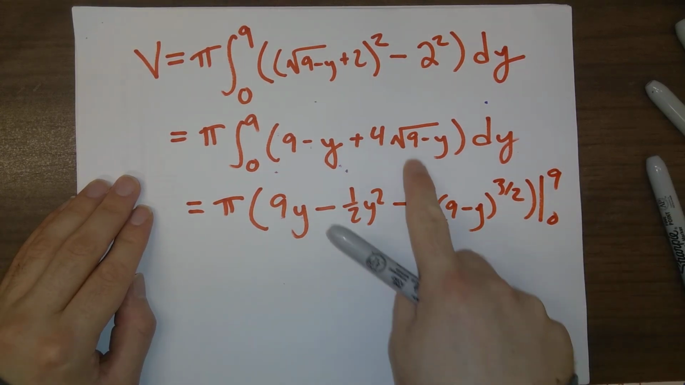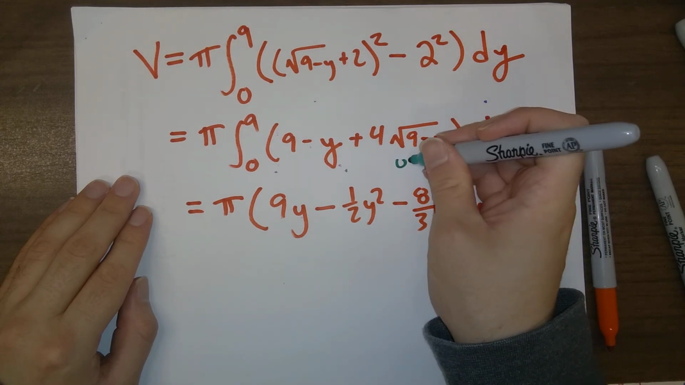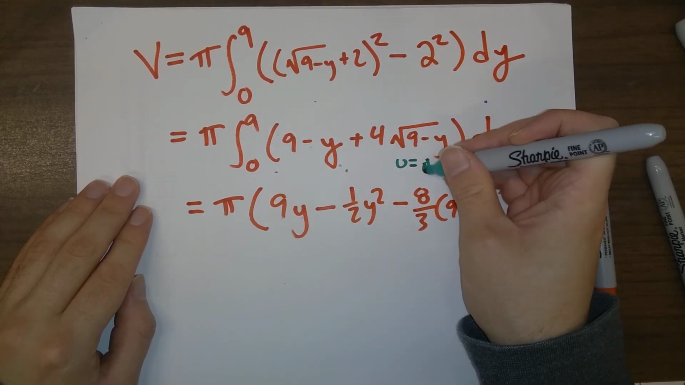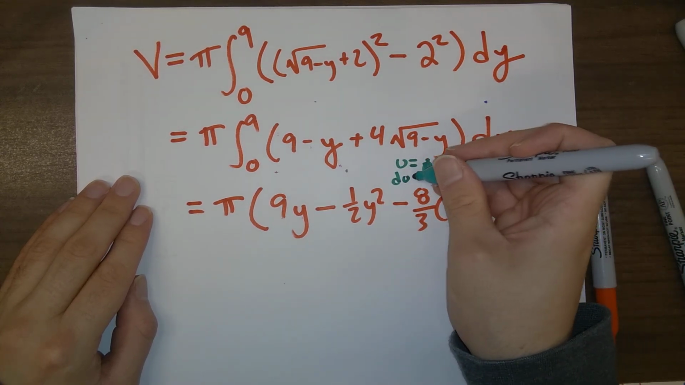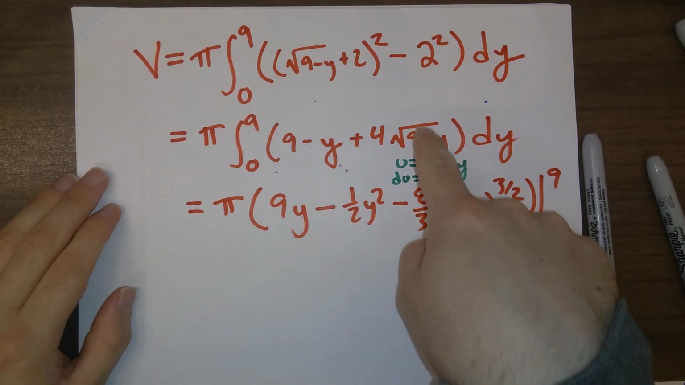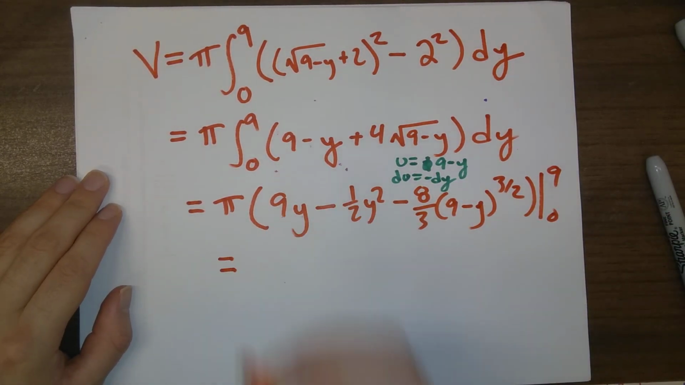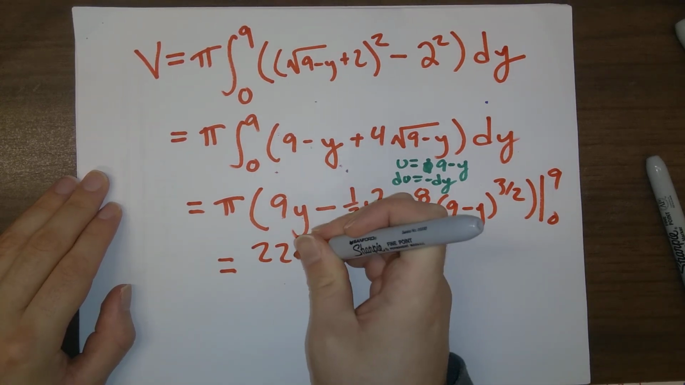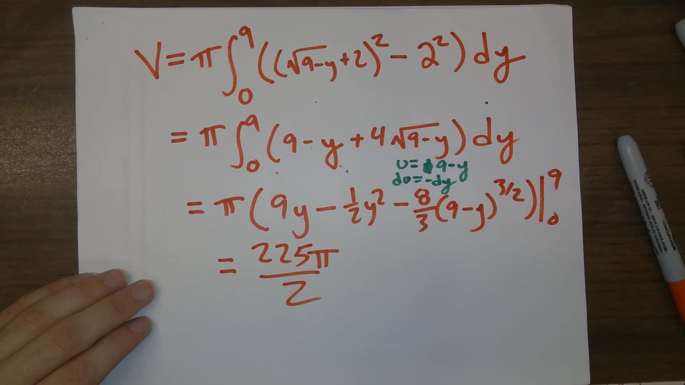To go from here to here, maybe the easiest way to see that is we're doing substitution with u is equal to 9 minus y, and du is equal to minus dy. If you have trouble seeing how we go from here to here, you can fill in the steps yourself. And when we plug in the numbers, you end up with 225 over 2 pi.